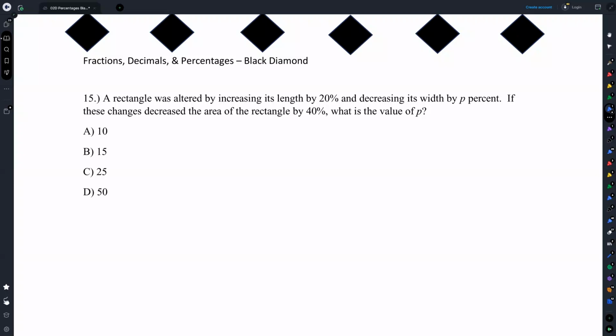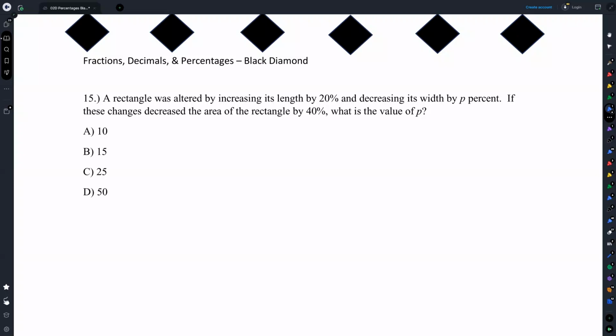Okay, so here I have a question about a rectangle that gets sort of stretched out a little bit and its area changes. It's very abstract because we don't have the original dimensions of this rectangle. So I'm going to make this an easier question by picking my own dimensions to start with.